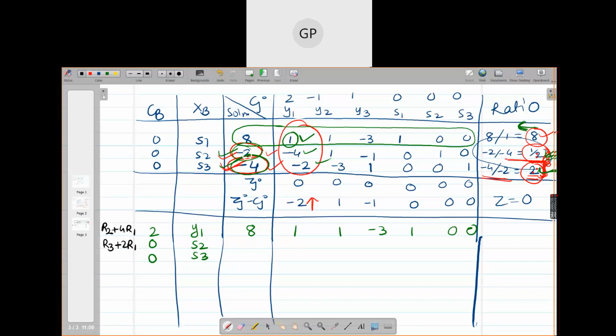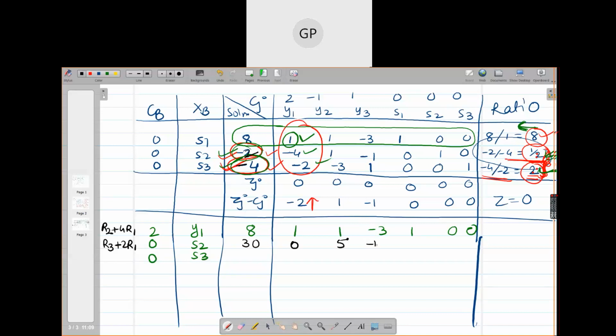So minus 2 plus 32. For the third row it is different. Minus 2 plus 32 makes 30, then minus 4 plus 4 is 0, 1 plus 4 will become 5, minus 1 minus 12 will become minus 13.